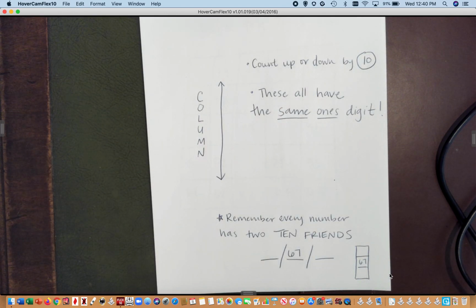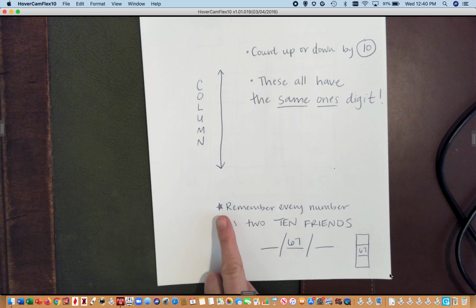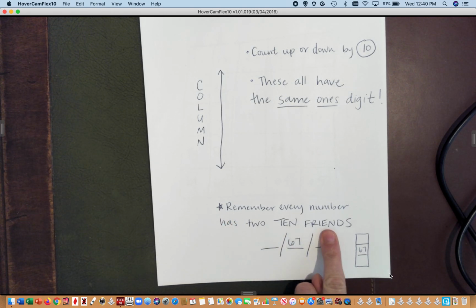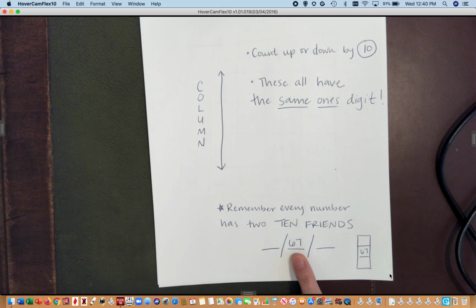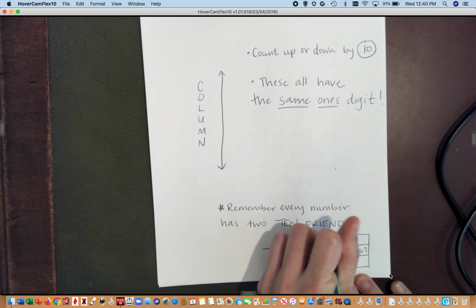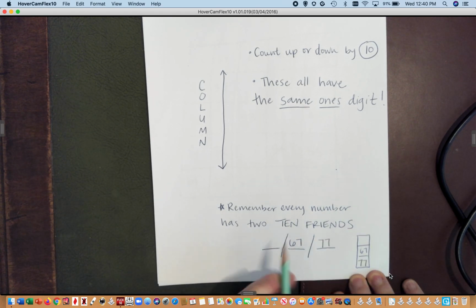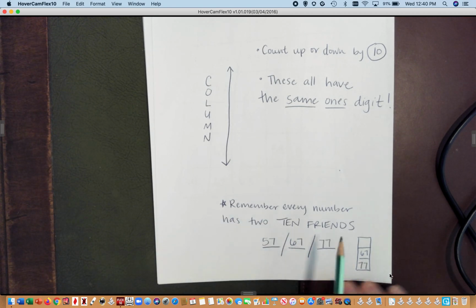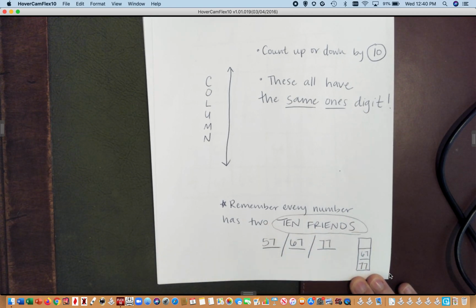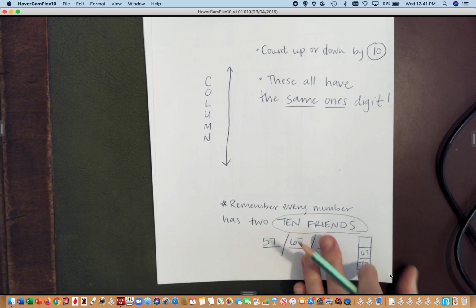I have a little reminder at the bottom of this page. Remember, every number has 2 10 friends. So this is like the puzzle we solved to start, but this is a different number in the middle. You can draw the boxes in a column like they come in the number grid, or you can count by tens. So if I'm going to add 10 to 67, it would become 77. And if I'm going to count down 10, it would be 57. These are what we call 10 friends.